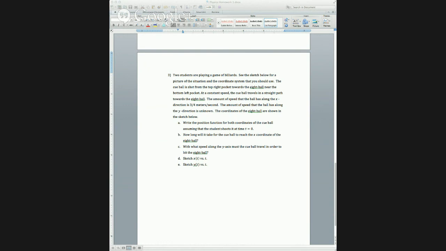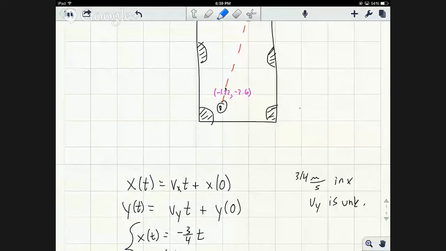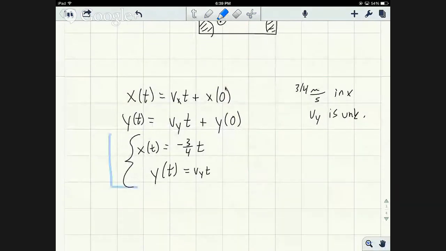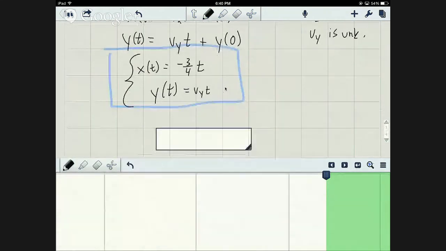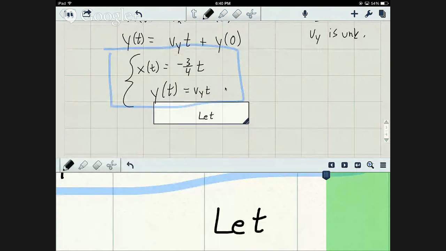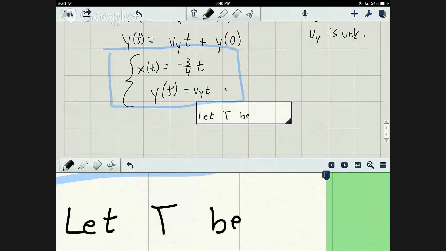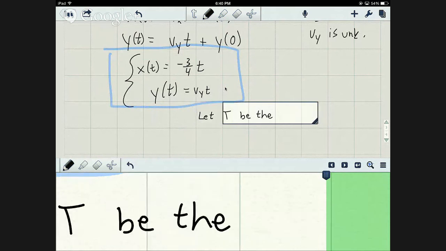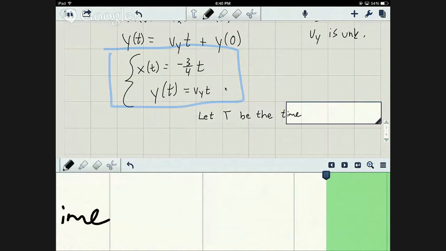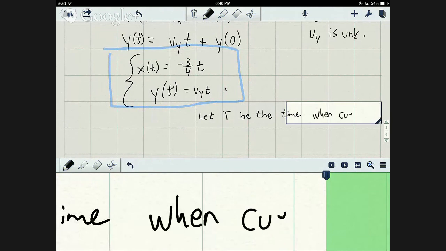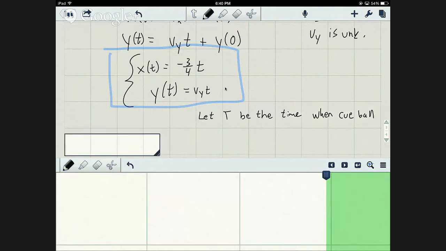Let me just point it out here in our work down here. We got this position as a function of time for the cue ball with an unknown variable Vy, V subscript y. So let me get you started. Let capital T be the time when the cue ball hits the 8 ball.